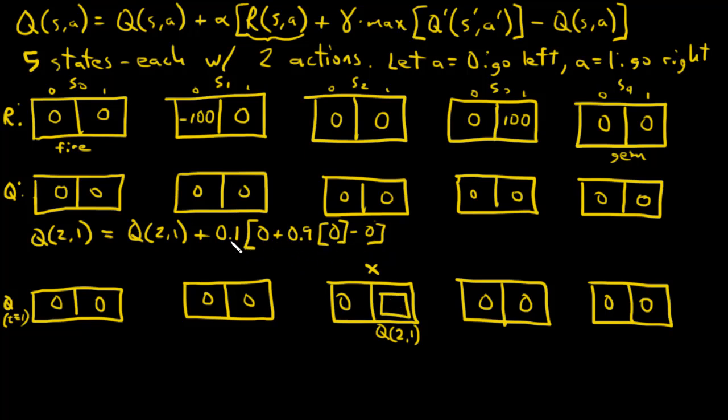What value gets put in here? Well, I have inside this bracket 0 plus 0.9 times 0 minus 0. So this whole thing is 0, times 0.1 is 0. So I get the value that was here plus 0, which is 0. So a whole lot of nothing. Okay. Now let's repeat the process.